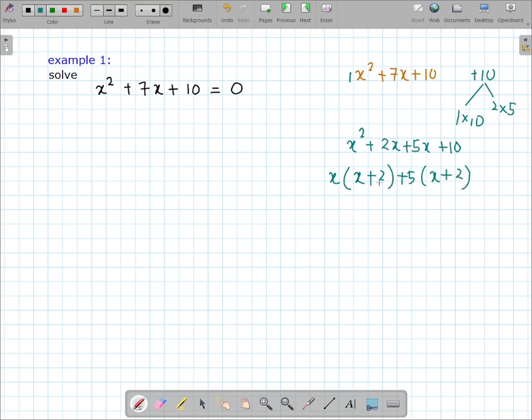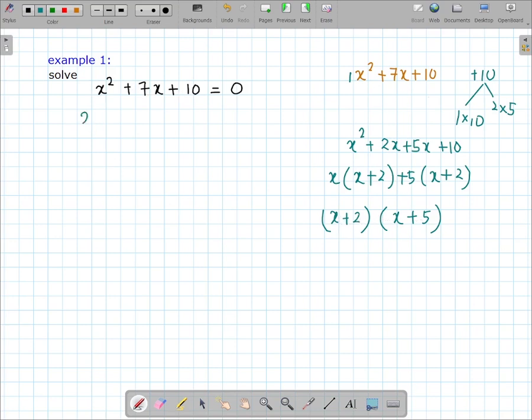Then check the brackets: x plus 2, x plus 2. Brackets are the same. So I can take that bracket out. So I write x plus 2. Then when you take this bracket out, what remains? That is x. Then from here x plus 2 out, plus 5 remains. So the factors are x plus 2 times x plus 5. Then instead of x squared plus 7x plus 10, I write x plus 2 times x plus 5.